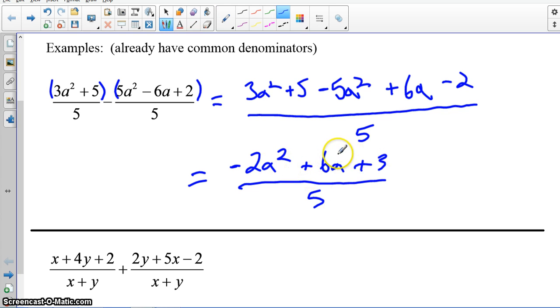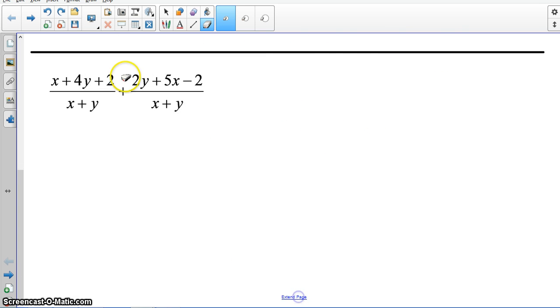Technically, you should try to see if this factors. I made this problem up pretty randomly, so the likelihood of this actually factoring is pretty low. Alright, but you should check. And it doesn't. But let's do the next one.